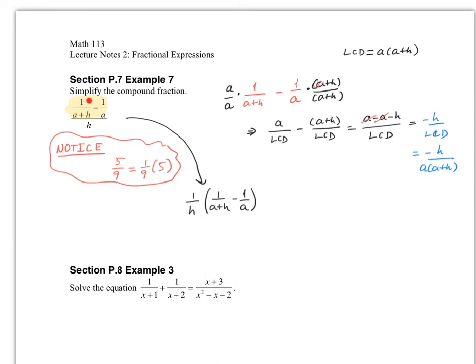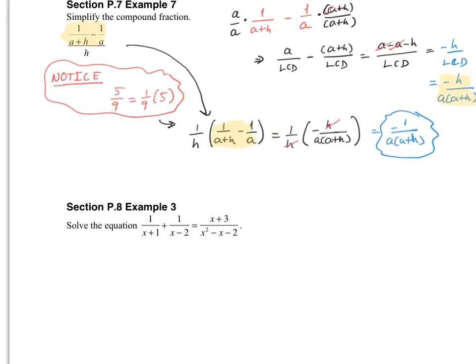We already simplified this, which was all this work, and it gave us this part. So therefore this and this is the same thing. So that's what we just simplified. So therefore this will become 1 over h times minus h over a times a plus h. And notice here that the h will cancel, and it will be just minus 1 over a times a plus h. And that's it. So that will be the answer.